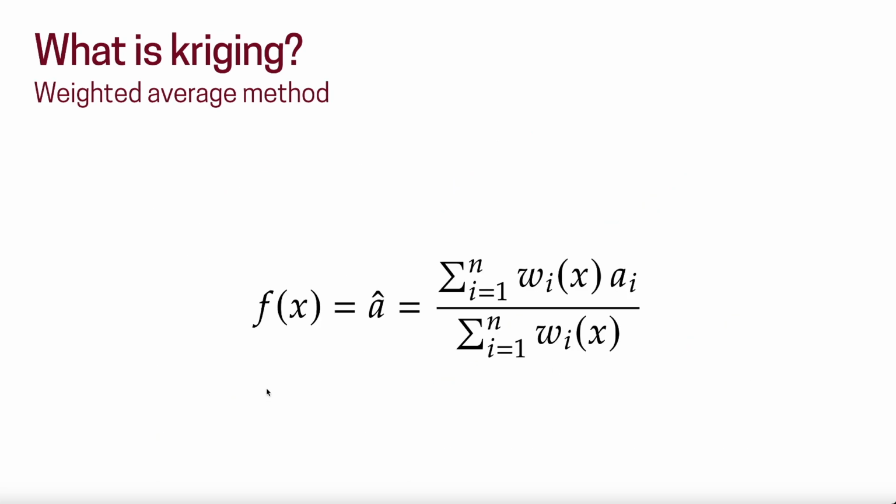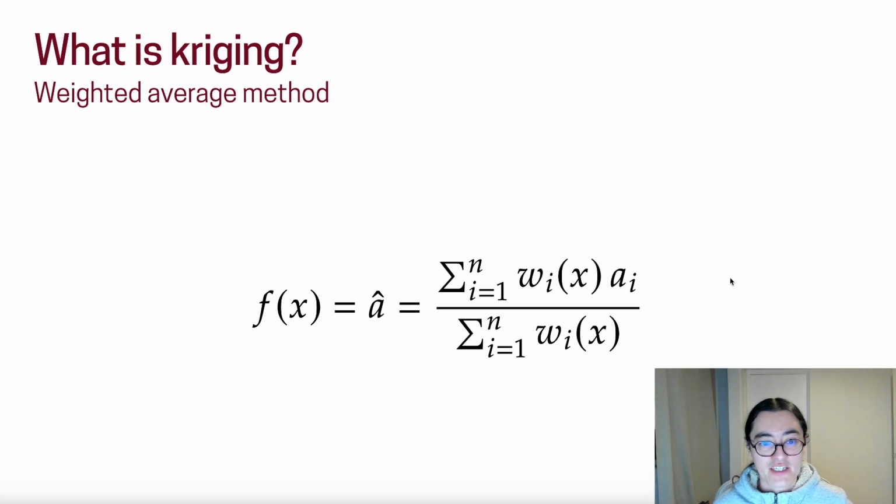So as I said before, kriging is a weighted average method. So this is the typical formula for any kind of weighted average method. You sum over all of the points. Each point is assigned a certain weight, as in the weighted average. And you divide it by the sum of the weights. This is a way to normalize it so that the total sum of the weights is 1.